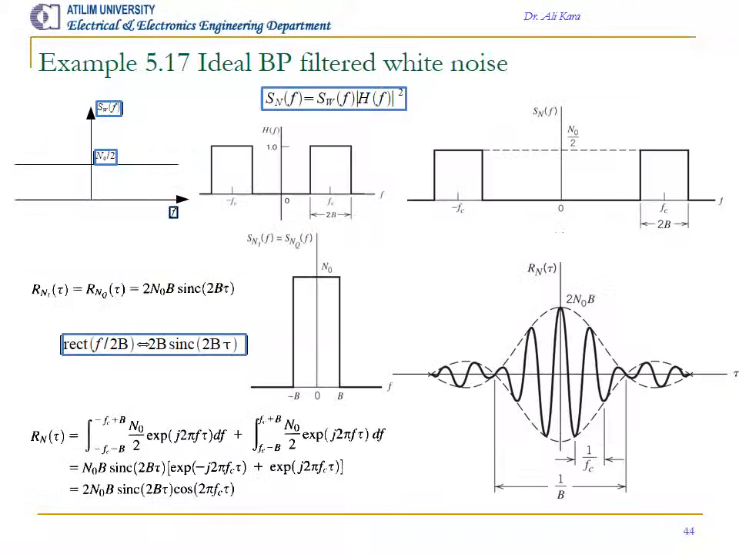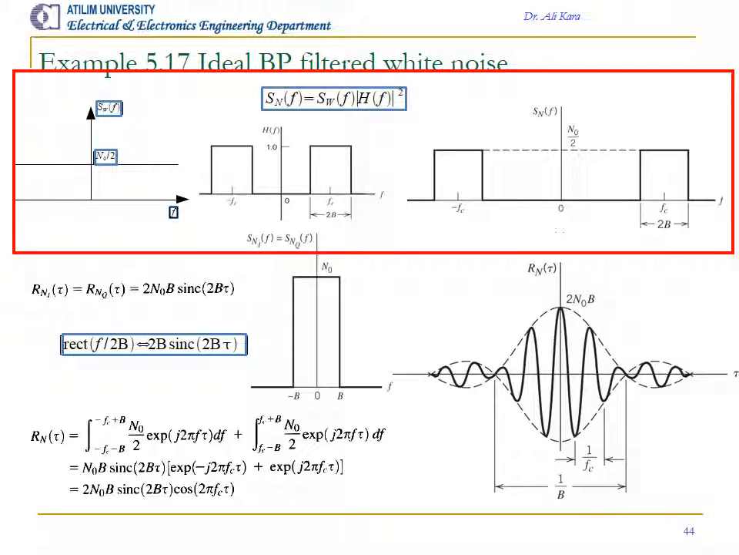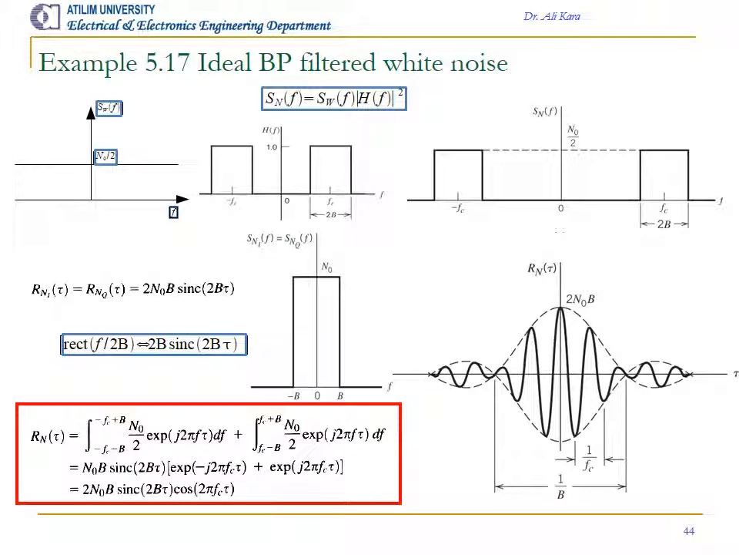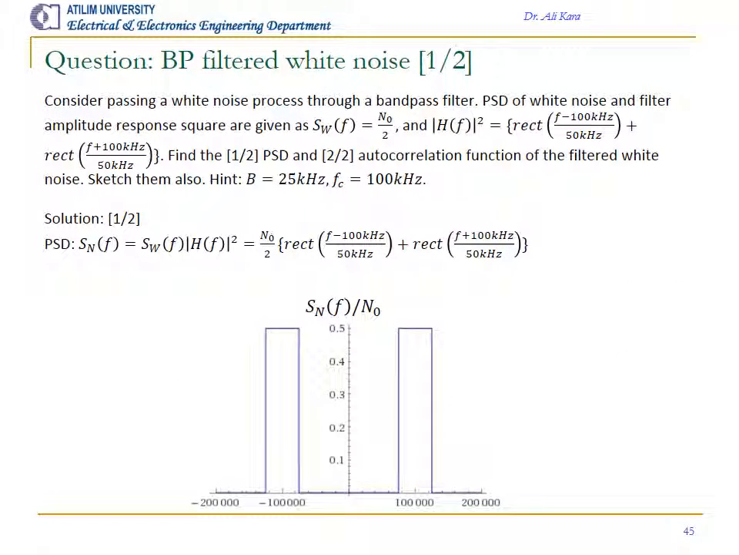Example 5.17, Ideal BP filtered white noise. As we have seen in previous slides, bandpass filtering a white noise yields the narrow band spectra shown in the figure. Here, the figure shows single power spectral densities of in-phase and quadrature components of the noise, which are essentially the same. To get the autocorrelation function of n of t, using the IQ representation form, we perform this mathematical operation and find the result to be 2 N0 B sinc of 2B tau cosine 2 pi fc tau, and this is how it looks.